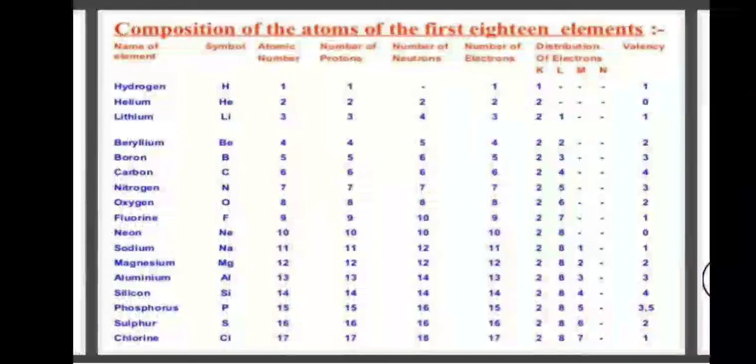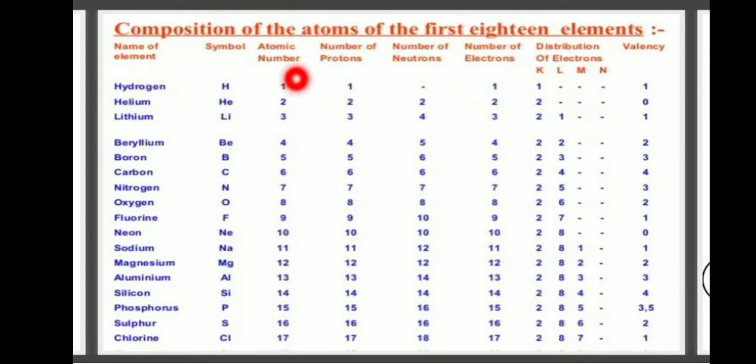Composition of the atoms, the first 18 elements. Look at the picture. This shows the name of the element, symbol, atomic number, number of protons, number of neutrons, number of electrons, and distribution of electrons in the K shell, L shell, M shell, N shell. How many electrons are present in the K shell? 2 electrons. L shell, 8 electrons. M shell, 8 electrons. N shell, 32 electrons. Okay.